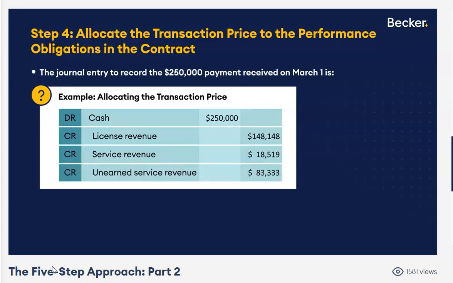And then the unearned revenue, the amount that we'll earn over 3 years, is $83,333. If you add that up, that is your grand total of $250,000. Some of it now, some of it later.